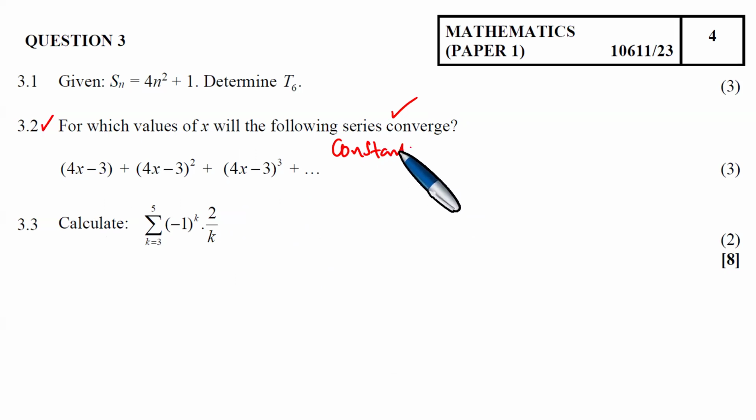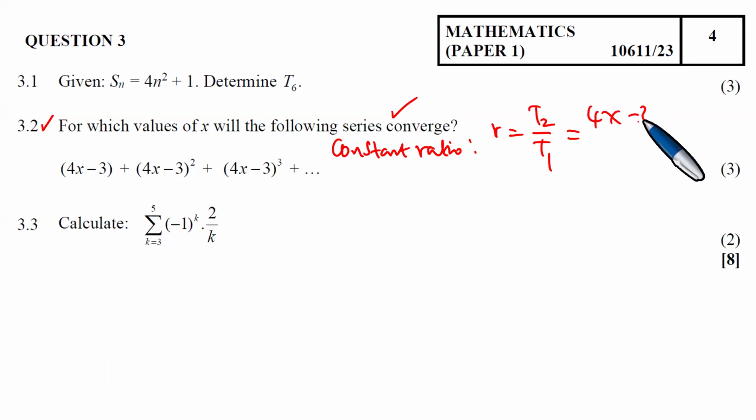So how do you find the constant ratio? To find the constant ratio, which you call r, the constant ratio is always term 2 divided by term 1. That is the constant ratio. Term 2 is (4x minus 3) squared, divided by term 1. Term 1 is 4x minus 3. And if you divide this, you get 4x minus 3.